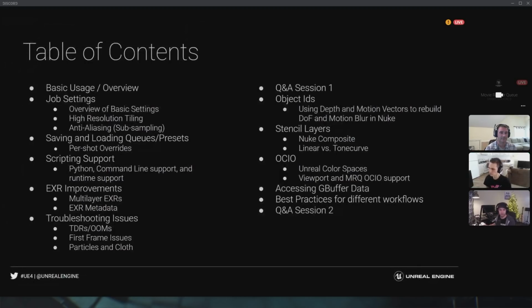The second half of this, we're going to be talking about the new Object ID pass, the stencil layer feature, and then OCIO, which is a color management system. And finally, we'll be talking about accessing the gbuffer, which is again a new feature in 426, and then best practices for different workflows.